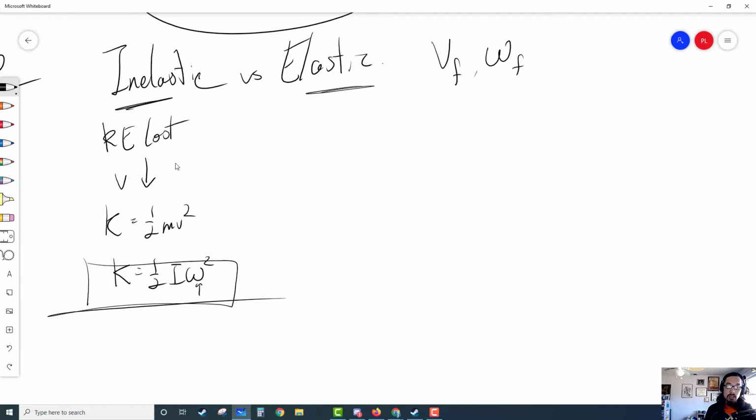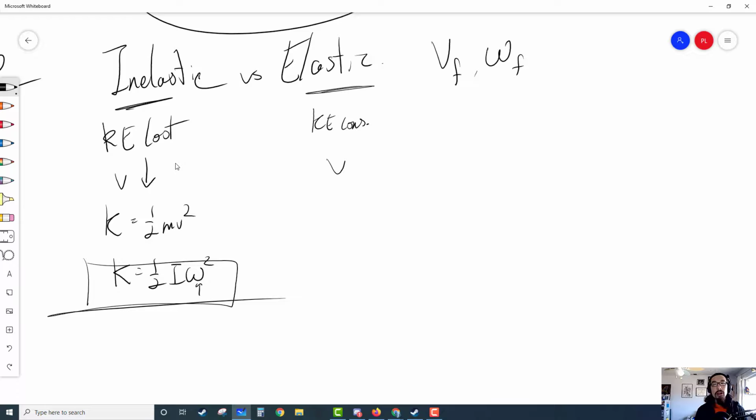Now for elastic, kinetic energy is conserved. Okay, kinetic energy is conserved, so no kinetic energy is lost. Therefore, the velocity doesn't remain equal, but because it doesn't decrease, the velocity will be greater.